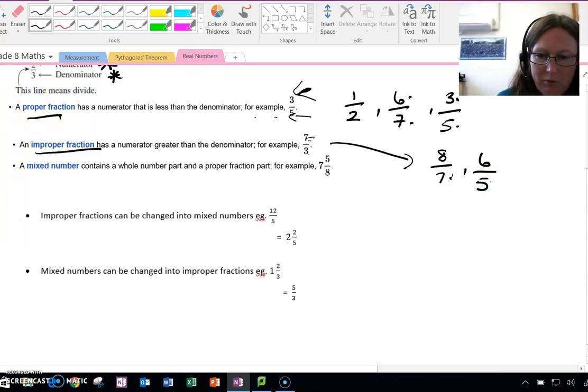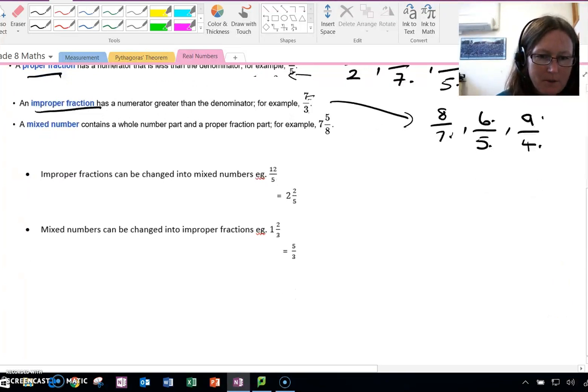6/5 would be an improper fraction because our numerator is bigger than our denominator. And 9/4. Our numerator, which is 9, is bigger than our denominator, which is 4. So that's another example of an improper fraction.